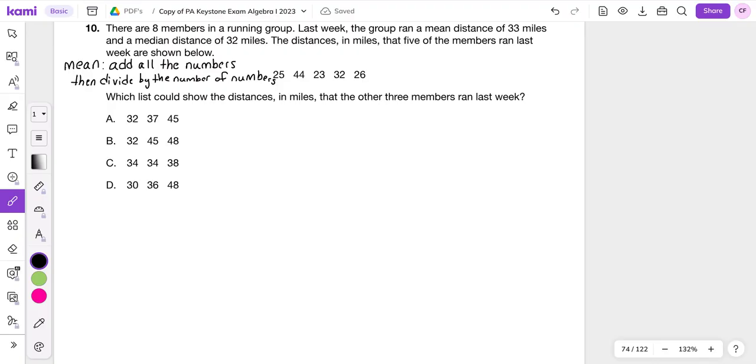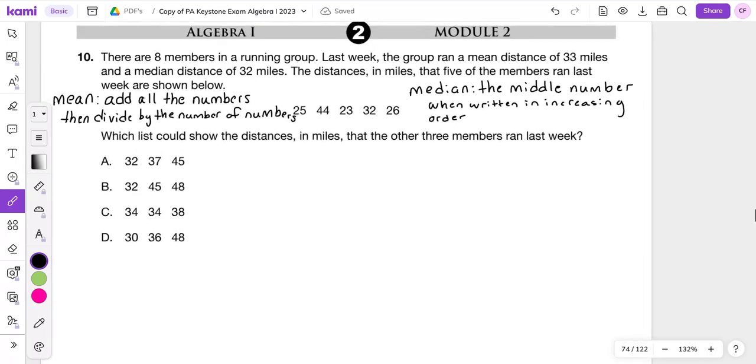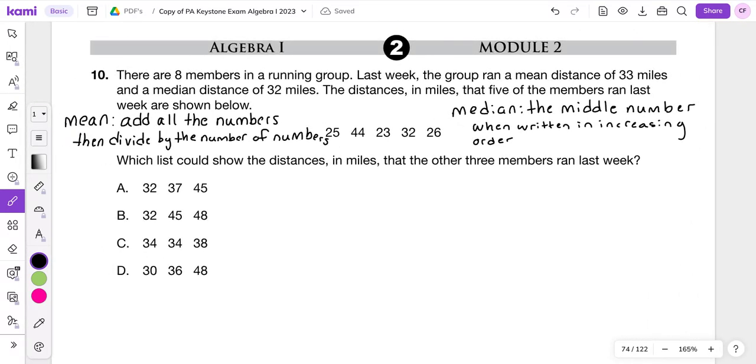Whereas the median, that is the middle number when written in increasing order. So it might actually help us here if we rearrange the numbers in our original problem from least to greatest.